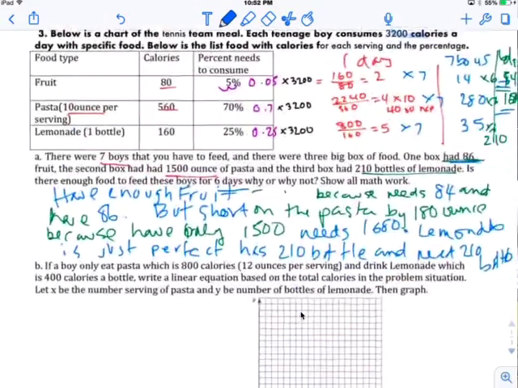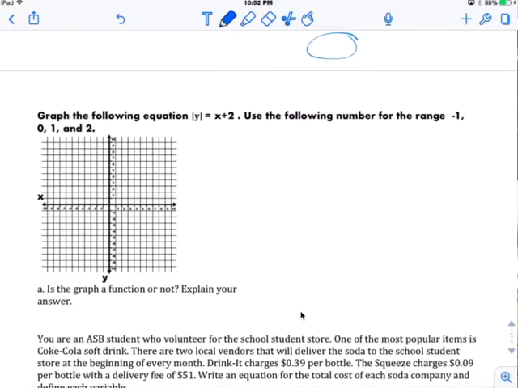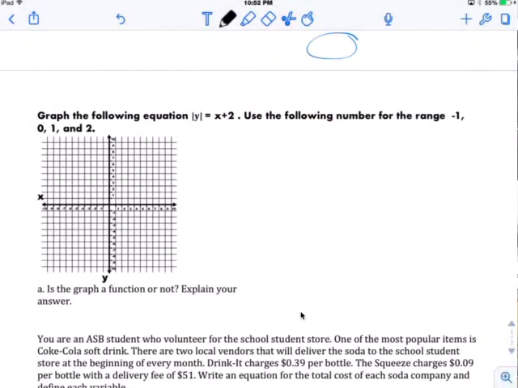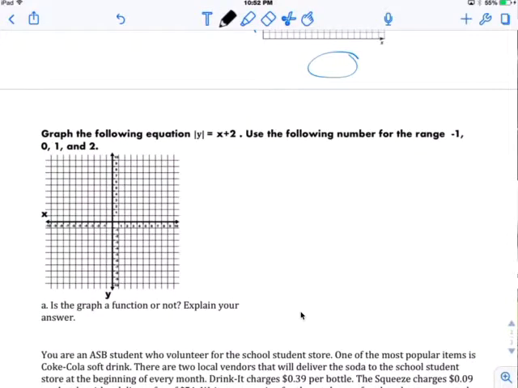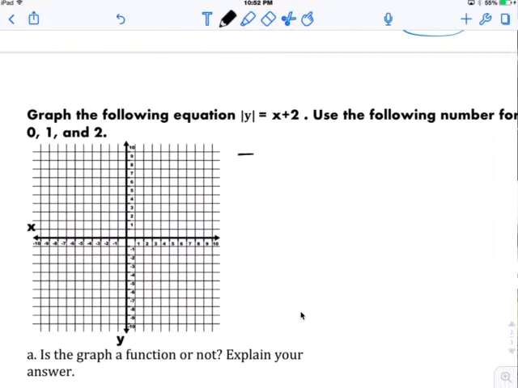Okay, you guys are good with this. Make sure you label these when you're graphing. Don't forget that. On the graph, the following equation. Use the following numbers for the range: -1, 0, 1, and 2. I need to put this on the test. Remember, range is y. So let's make a table. In order to graph this, you do no other way but make a table.